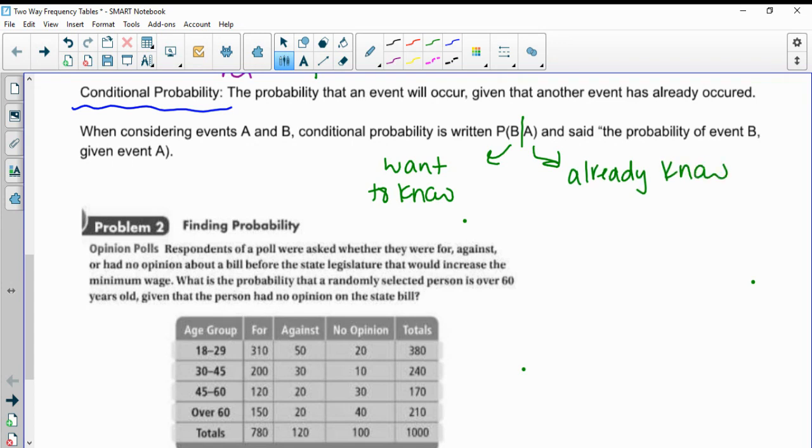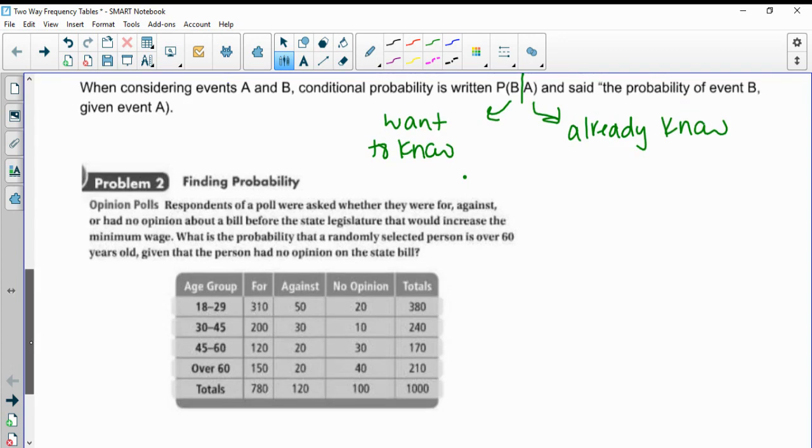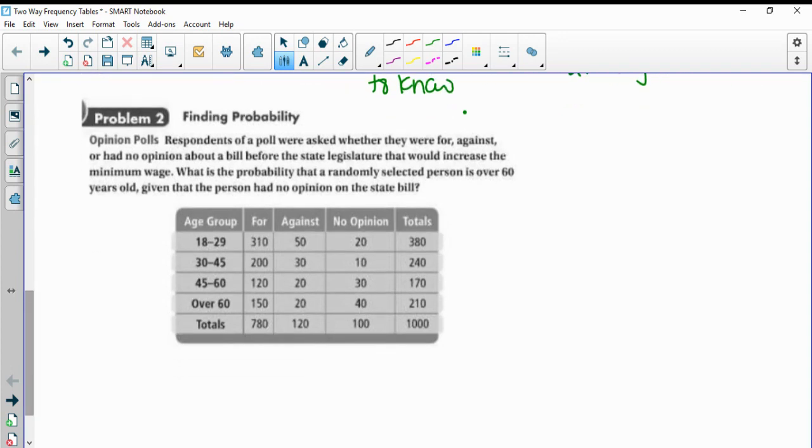Okay. And we're going to do some of these with a table also. Okay. So let's look down at this table. So it says respondents of a poll were asked whether they were for, against, or had no opinion about a bill about increasing minimum wage. It says, what is the probability that a randomly selected person is over 60 years old, given the person had no opinion about the bill?